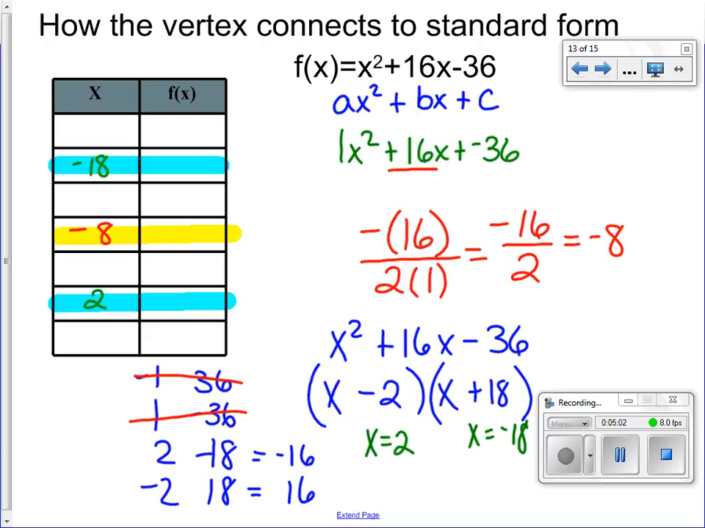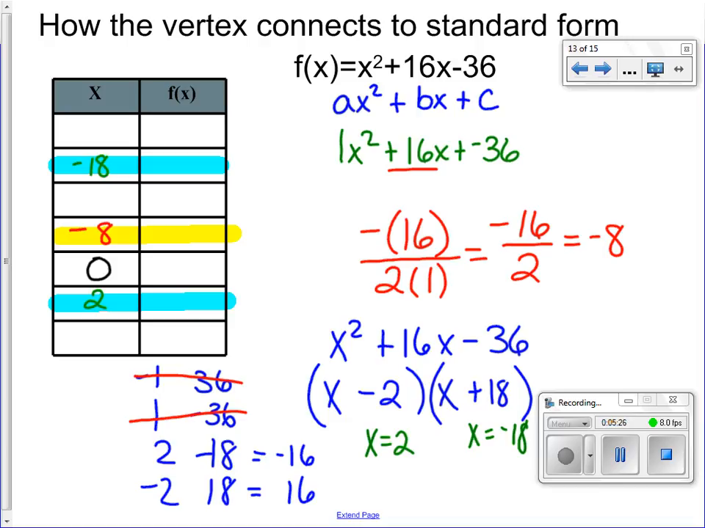So now what I would do is I would just choose a few points to fill in some of my gaps. So if I go 8 away from this, that means this will be 0.